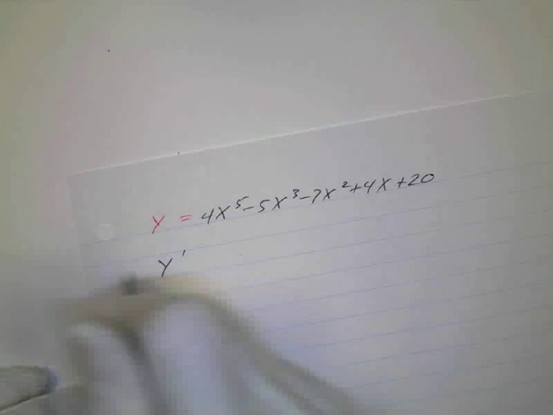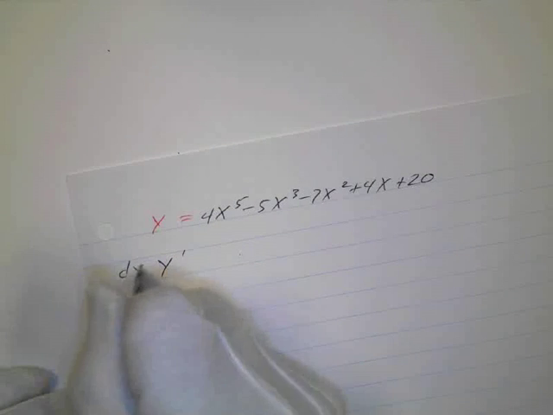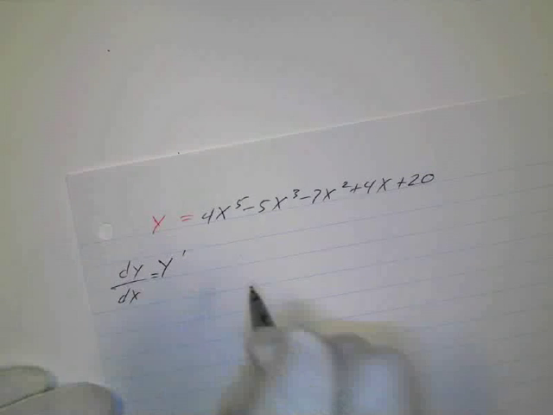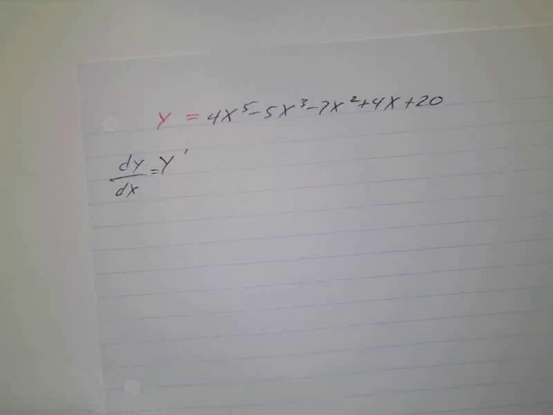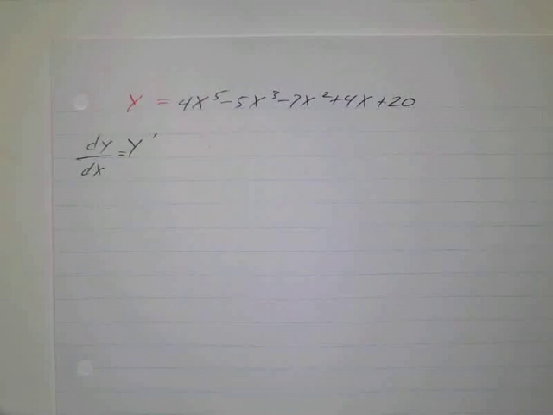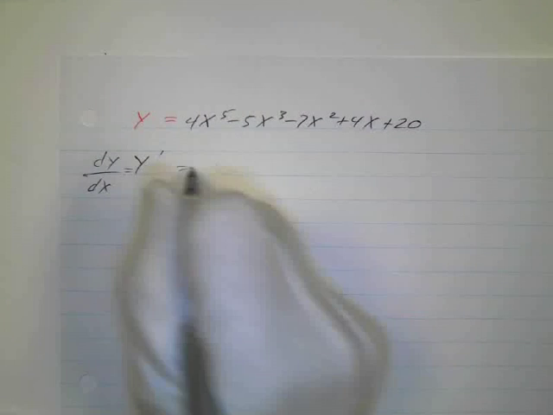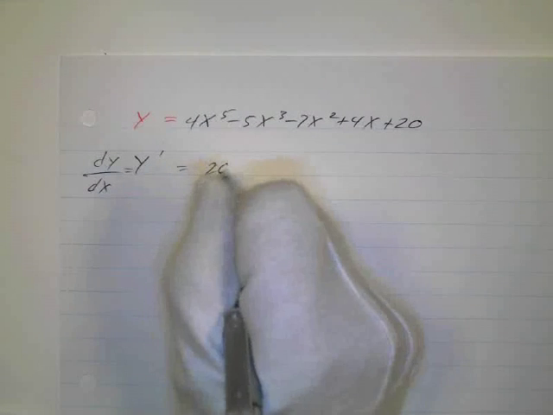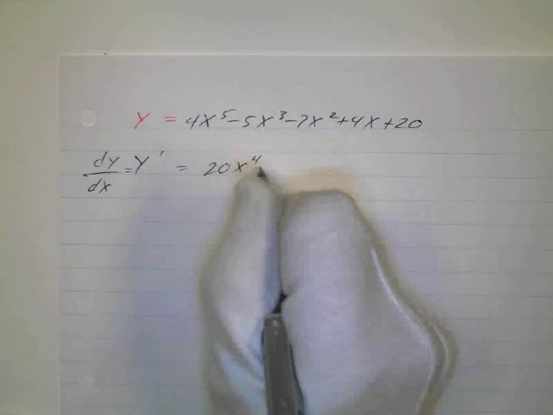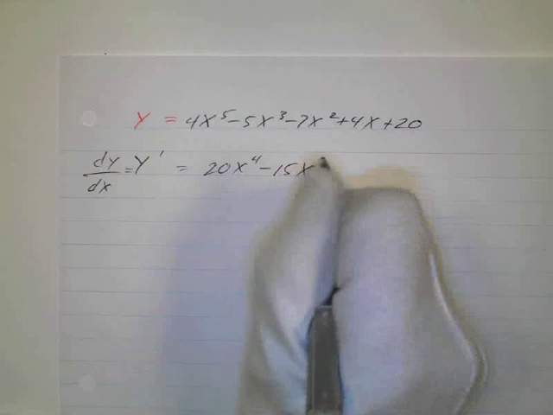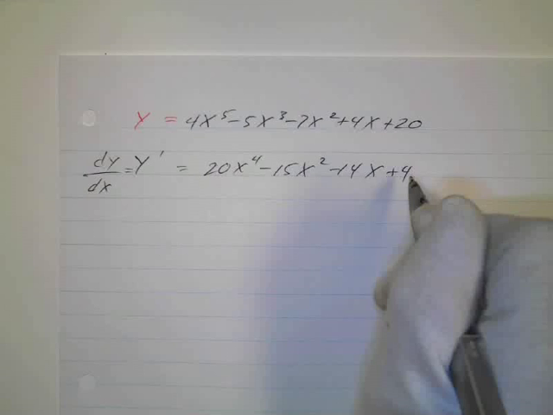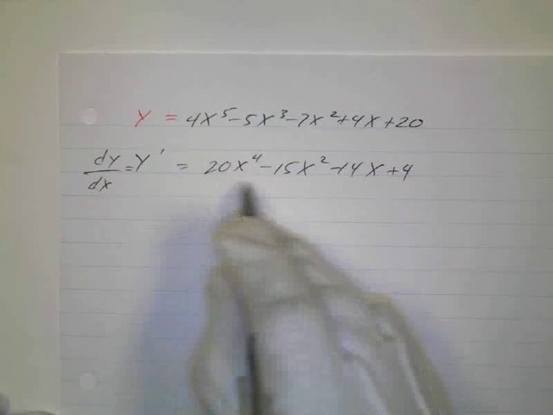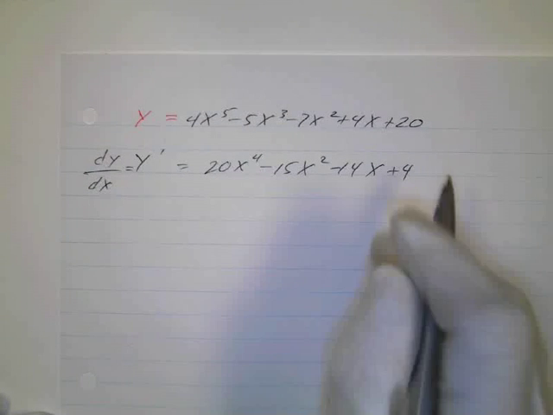Some people have trouble with this notation, so remember, dy dx is the same thing as y prime. I know we use y prime a lot, but it can also be dy dx. So if I take the derivative, dy dx, y prime, the same thing, it's going to be 5 times 4 is 20x to the 4th, 3 times 5 is 15, x squared, minus 14x plus 4. So that's our first derivative: 20x to the 4th minus 15x squared minus 14x plus 4.